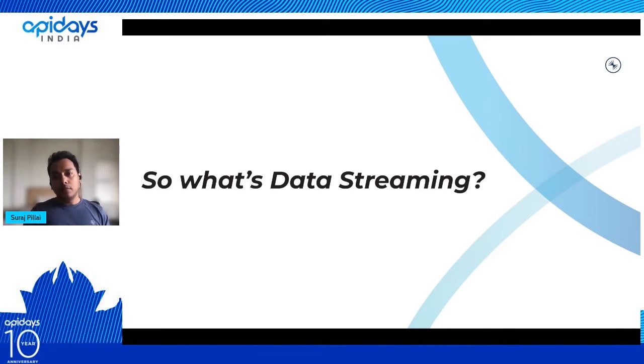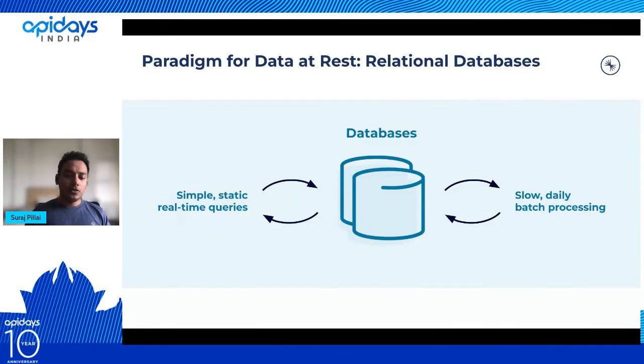So before we dive into data mesh, what exactly is data streaming, and why do we need data streaming? To understand that, we need to understand how traditional architectures work and what we mean by data at rest. This is typically symbolized by a database, and you can run two kinds of jobs against it. You could have simple static queries, which will give you the result at time t1. Or if you want a result at time t2, you would have to run that query again to get the updated result.